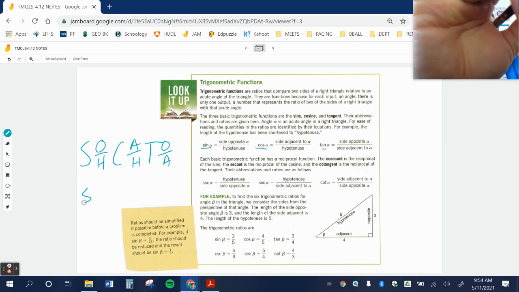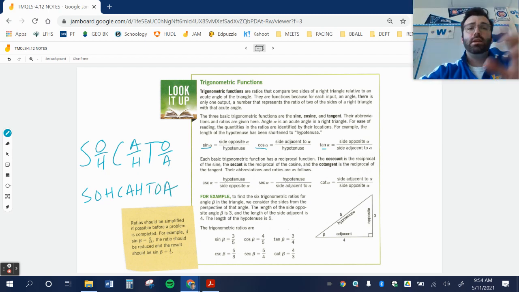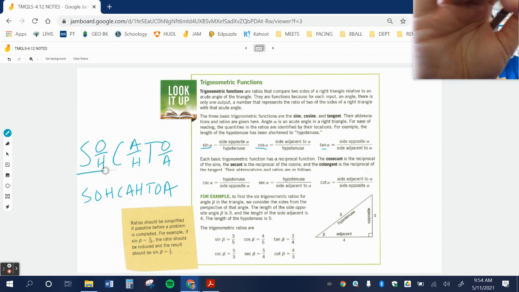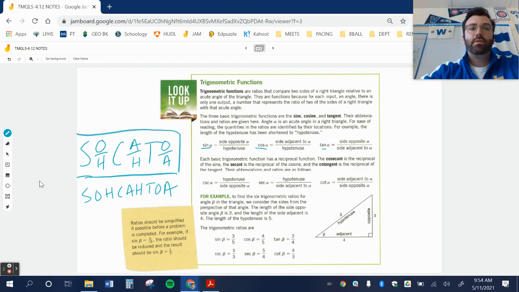All right? The book chooses to write it like this. And while this second form, these mean the same thing. I choose this top way because I can see the letters written as a ratio: O over H, A over H, O over A. There's no ratios in this second form.